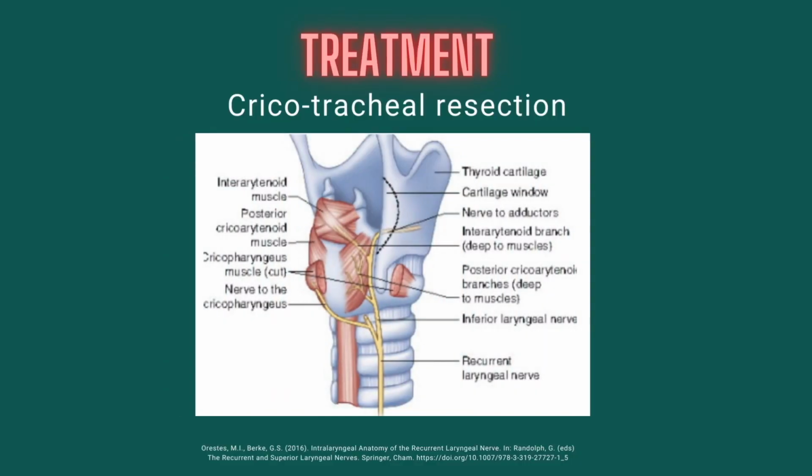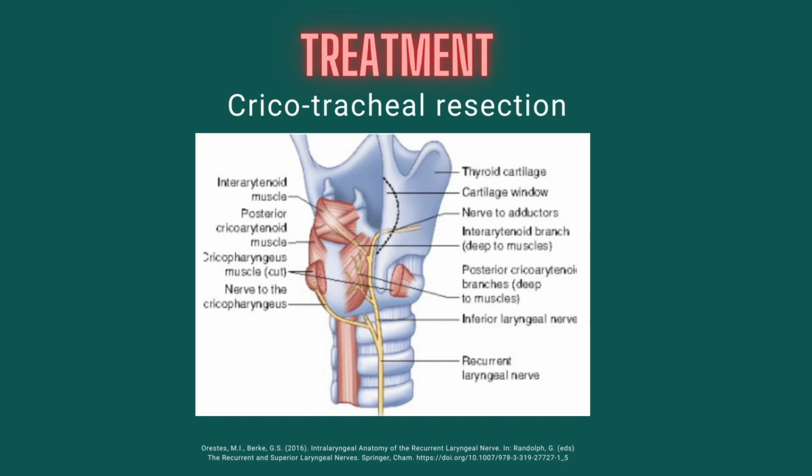Okay, so next we're going to talk about the treatment of tracheal stenosis. After you diagnose a patient with tracheal stenosis, what is the treatment? There are two main treatments of choice. One is cricotracheal resection, and the other one is endoscopic measures. Cricotracheal resection is basically removing the area of obstruction by surgery.